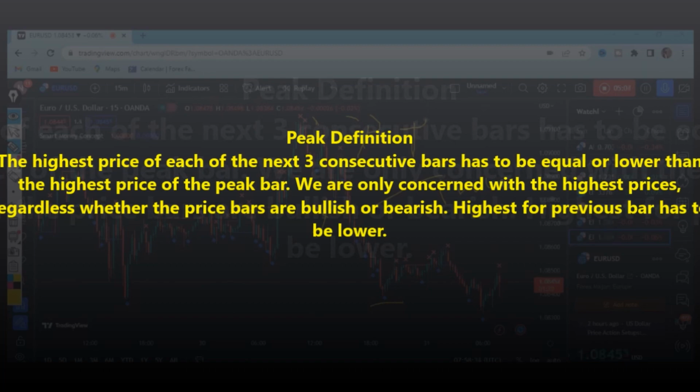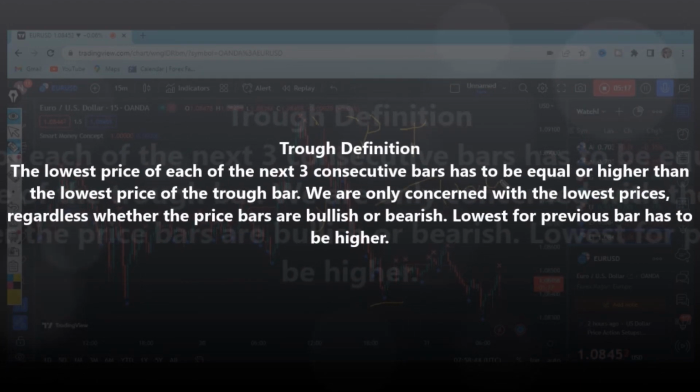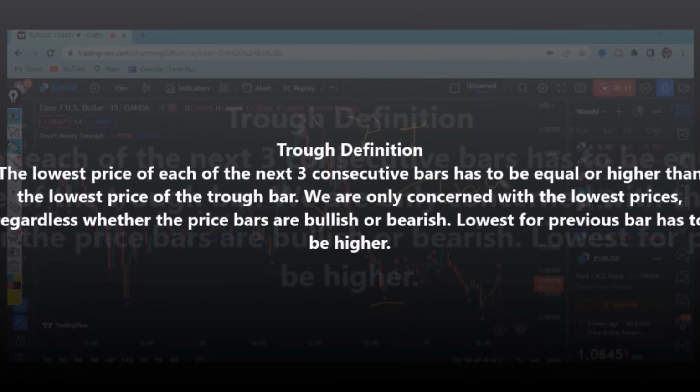Whenever you come across the name trough, it simply shows that the lowest price of each of the next 3 consecutive bars has to be equal to or higher than the lowest price of the trough bar. We are only concerned with the lowest prices, regardless of whether the price bars are bullish or bearish. The lowest of the previous bars has to be higher. That's what peak and trough really mean in forex trading, and it's better you keep that in mind.